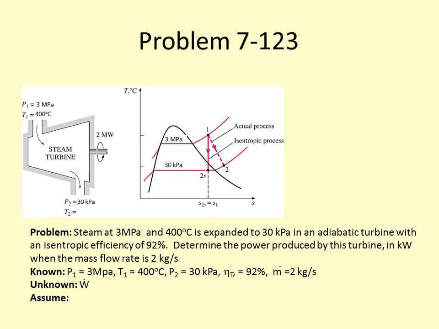So X is going to be S minus S sub F over S sub FG, where S is equal to 6.9235, minus S sub F, which is 0.9441, divided by 6.8234. So we find our quality is equal to 0.8763.